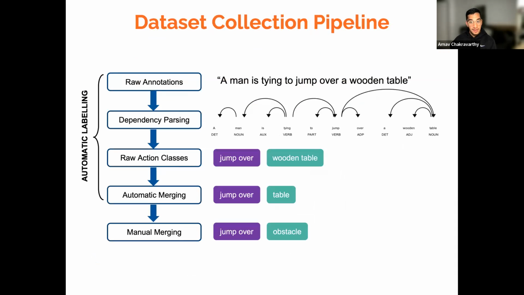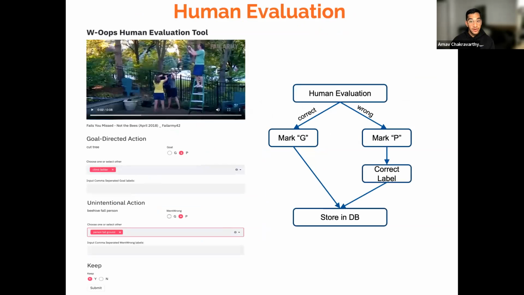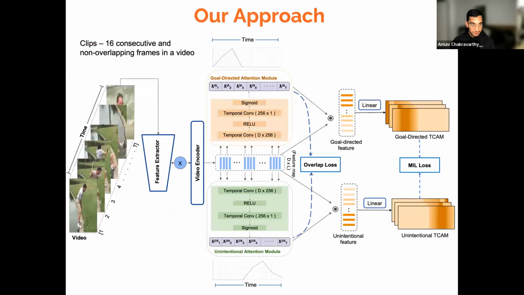We use dependency parsing to extract the verb as well as its associated noun from the provided captions to form the action such as jump over wooden table. We replace all the compound nouns by the second noun. So wooden table would be replaced by table. Finally, we group the nouns into a more general category. So table would be grouped into obstacle. Since most of the annotation process is automatic, it becomes simple to extract features. To ensure the sanity of the data, we built a human evaluation tool to verify the correctness of the labels and revise the incorrect labels.